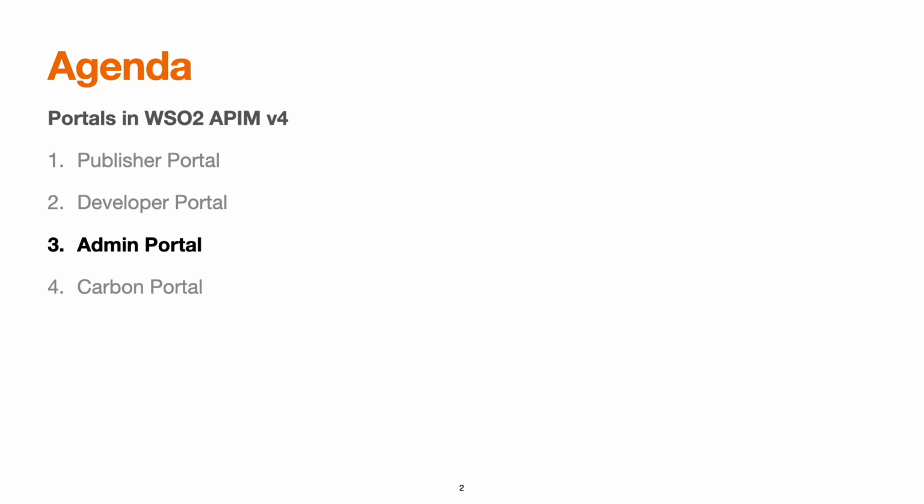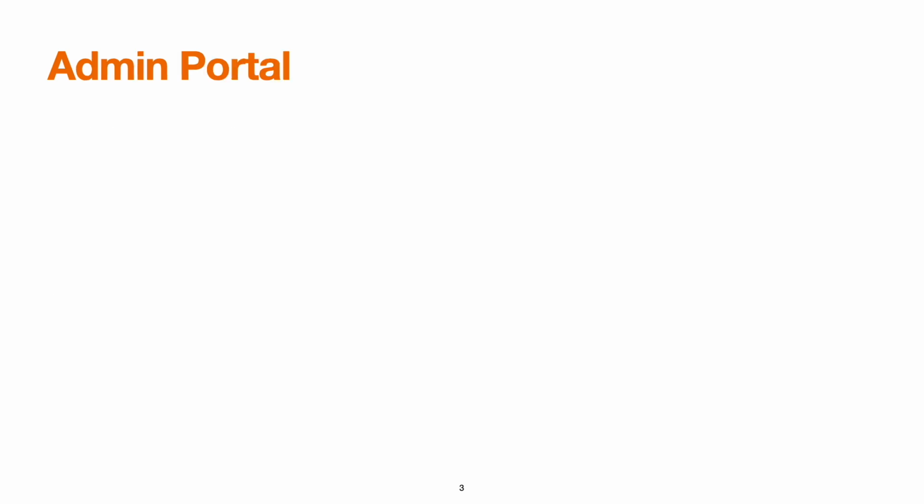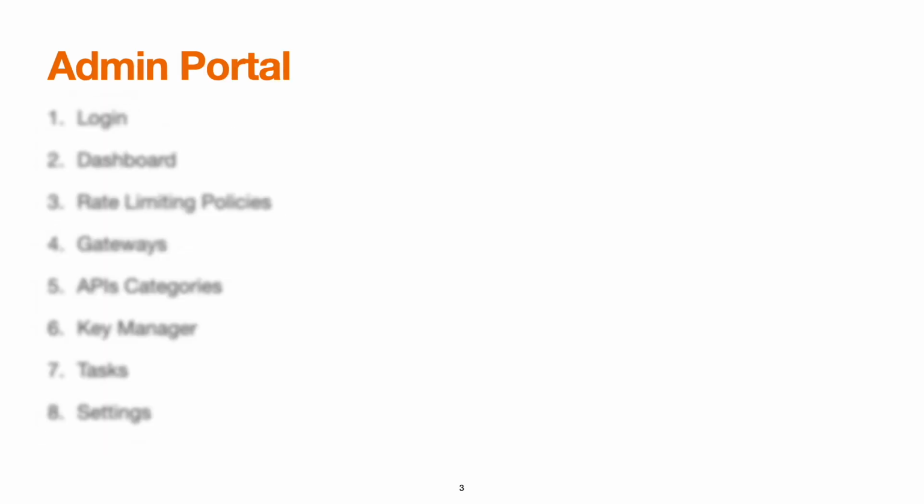in this session. Admin portal is basically used by an admin user for different administration tasks such as rate limiting policies, API gateways management, API categories, key managers, approval tasks triggered by a workflow, application settings, scope assignments, and some advanced configurations too. So we'll be covering all those features as we have discussed. So we have a login, dashboard, rate limiting, API gateways, API categories, key manager, tasks, and settings.